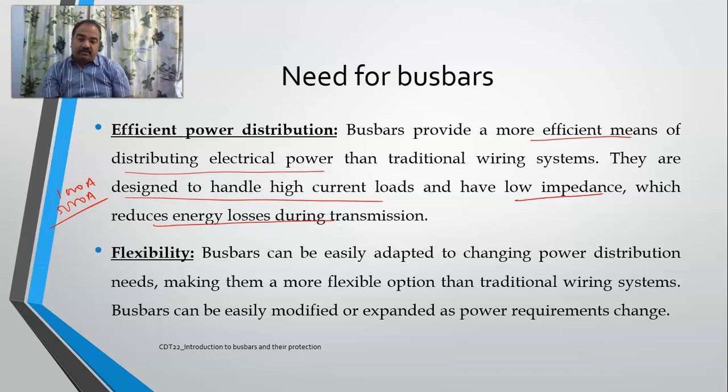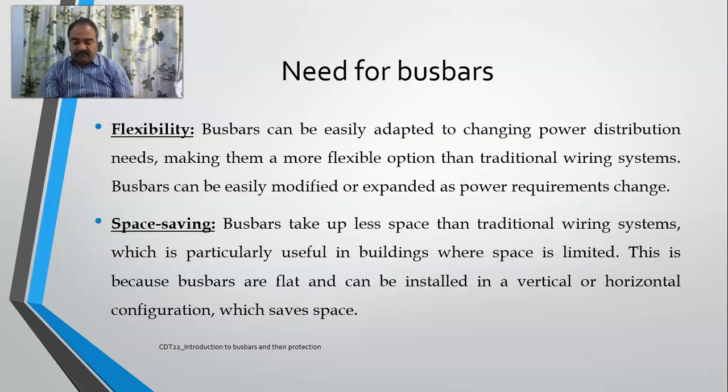The second thing, which I have already told you, is flexibility. They can be easily adapted to changing power distribution needs, right? With traditional wiring systems, I can't always remove the joint and join a new wire. That is eliminated with bus bars. If you have a new wire, you just make a hole and fit it directly into the bus bar. So they can be easily modified or expanded. You can join one bus bar to another bus bar also, right?